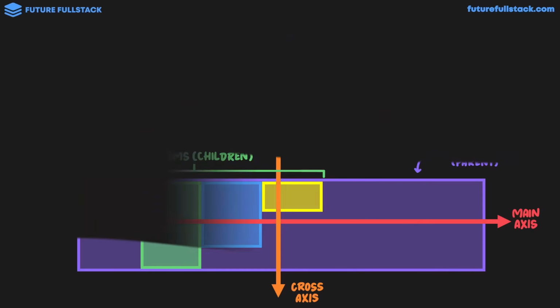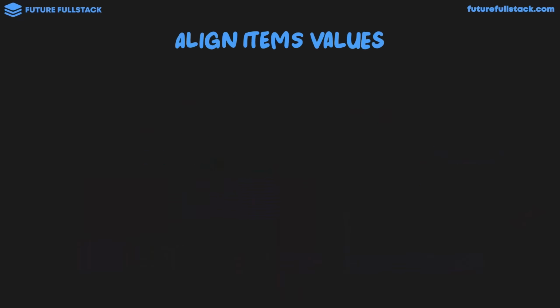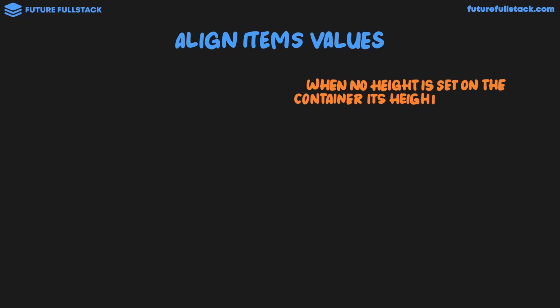So let's take a look at the different align items values. Just like I detailed in the justify content chapter, situations where the container has height and situations where the container does not have height, I'm going to be doing the same thing for align items. So when no height is set on the container, its height is set by the height of the tallest flex item. So let's take a look at all the values.